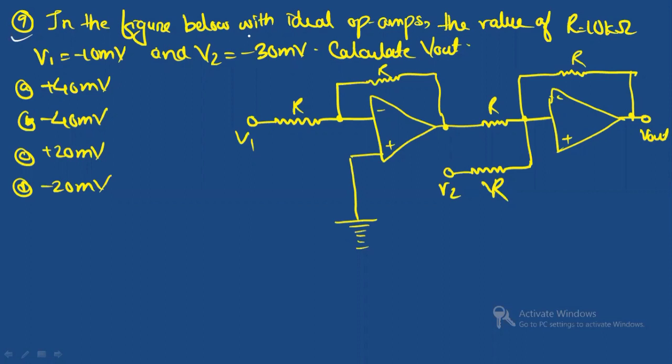So it says in the figure below, with ideal operational amplifier, the value of R is equal to 10 kilo ohm. V1 is given to you as minus 10 millivolt and V2 is given as minus 30 millivolt. You have to calculate V output. So you are having an operational amplifier. If you see here, the input is given to the inverting terminal, right? So this is an inverting operational amplifier.